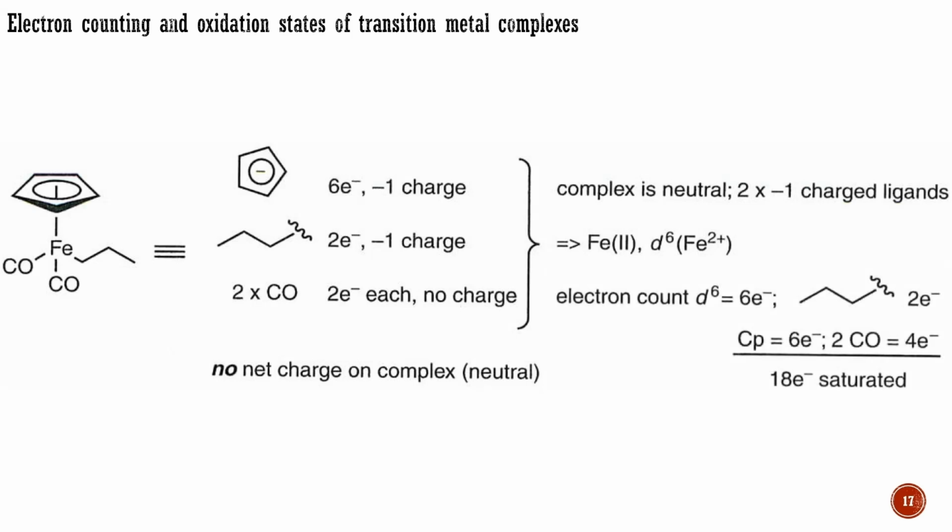For an overall electron count, there are 6 electrons from the metal, a total of 4 from the two carbon monoxides, 2 electrons from the propyl group, and 6 electrons from the Cp group, for a grand total of 18 electrons. Thus, here we have an iron(II), d6, coordinatively saturated complex.